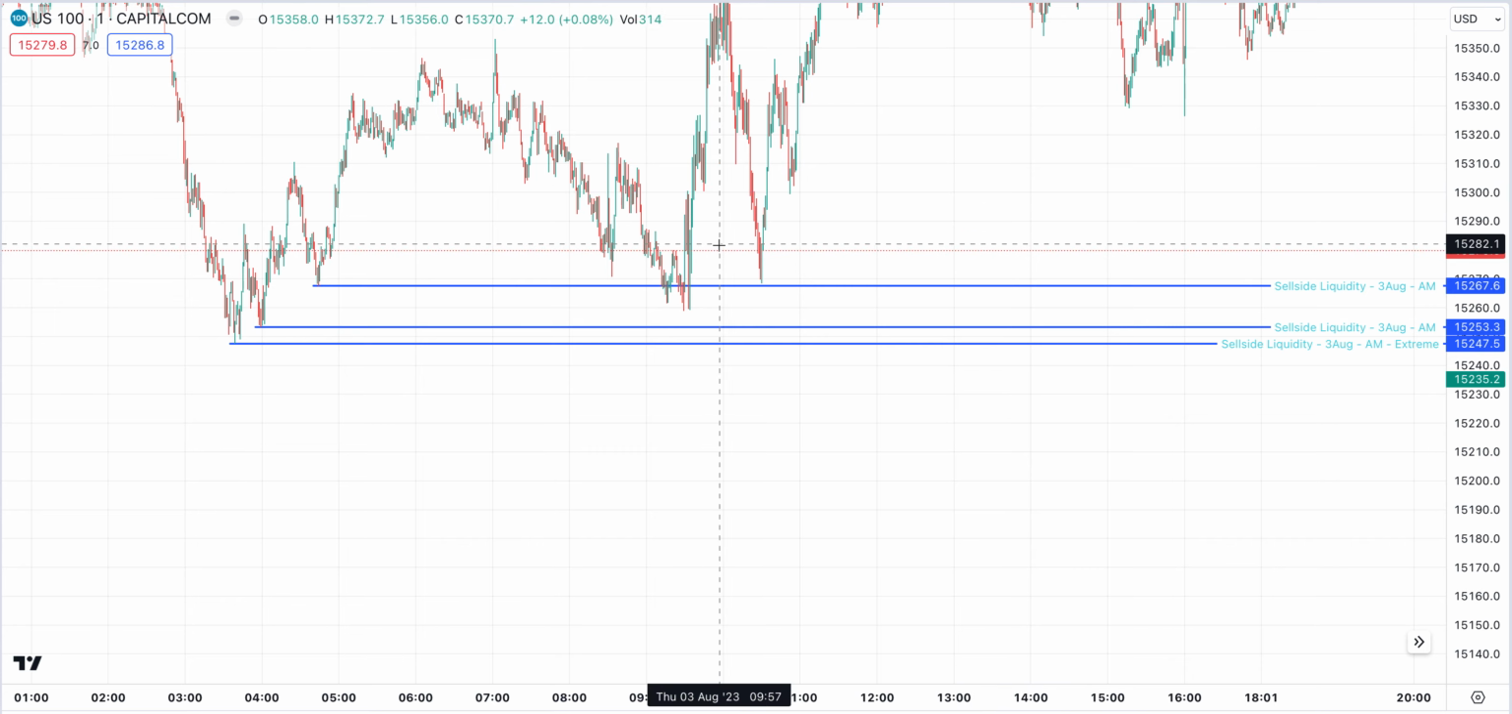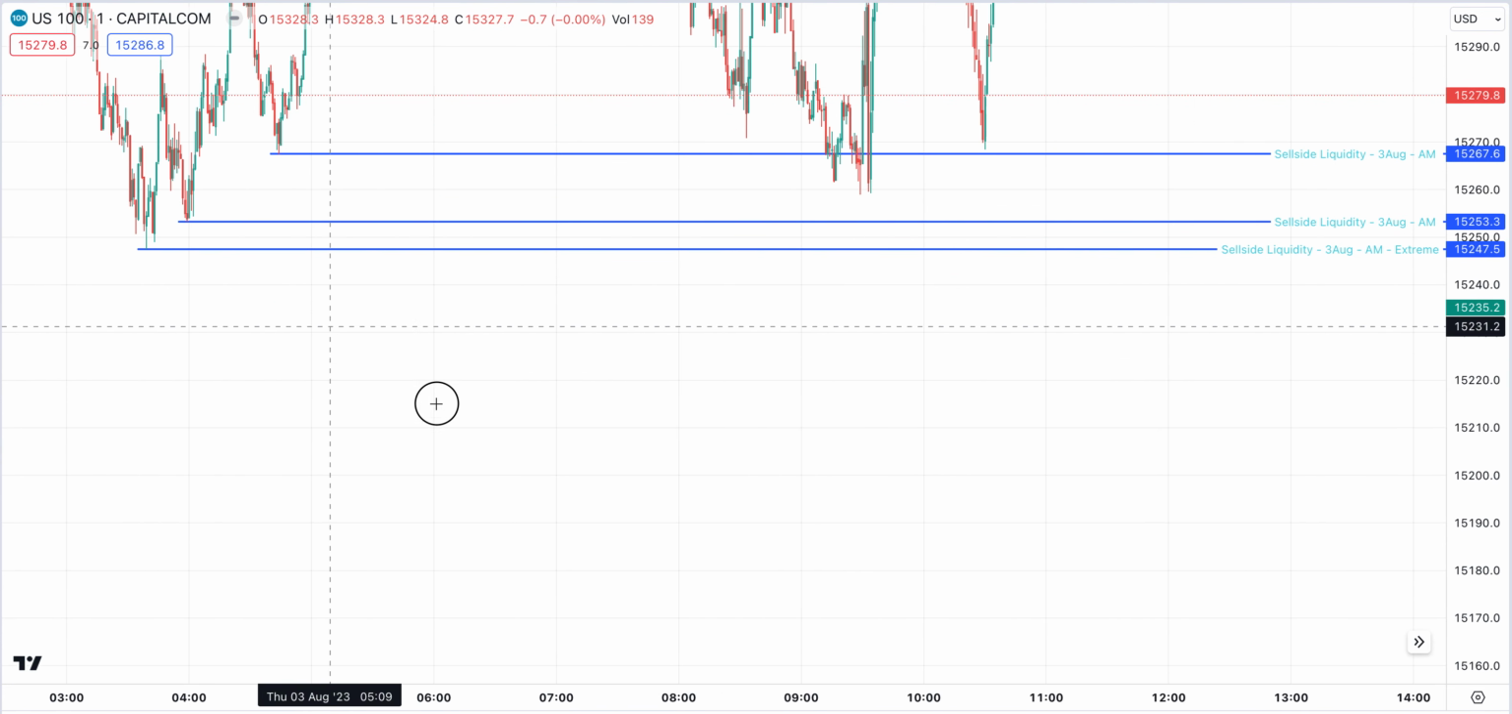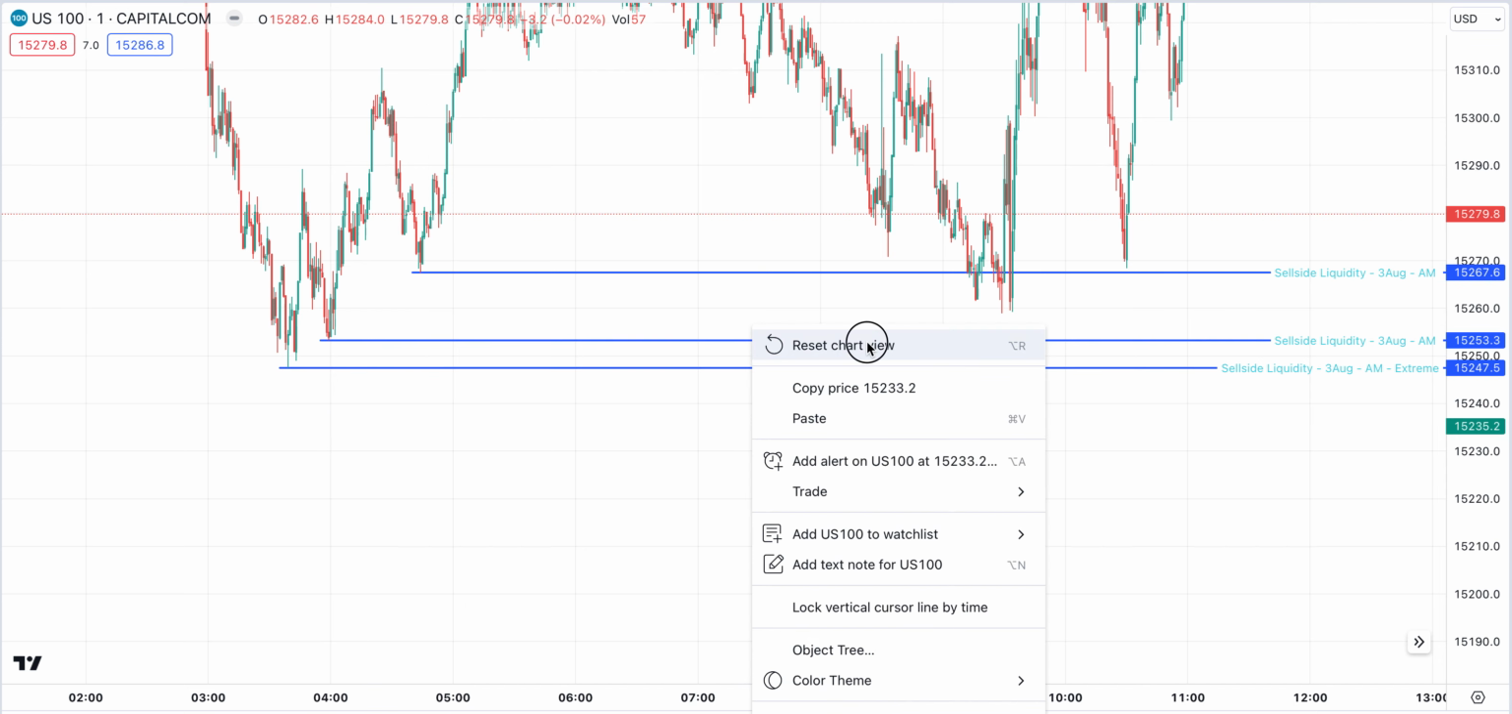And these are the swing lows. This swing low, and that's marked as an extreme. This swing low marked as a normal. This swing low marked as a normal.